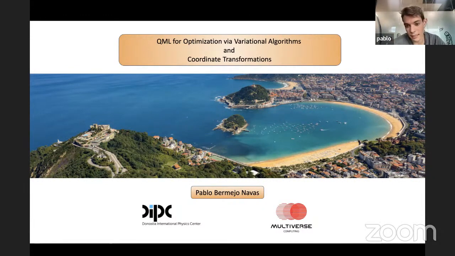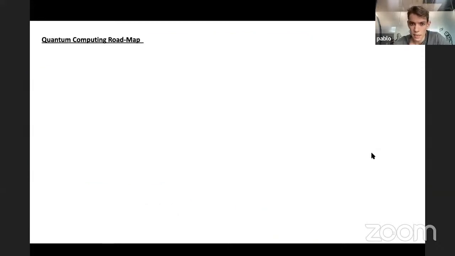Okay, so this talk is aiming to introduce algorithms in quantum machine learning, mainly focusing on our latest work that has to do with variational algorithms and coordinate transformations. Since this is a broad audience, let me first give a quick summary of where we are right now: an overview of the current state of quantum computing, how we got here, why we think it is important, and what we think the future useful steps are in this field.